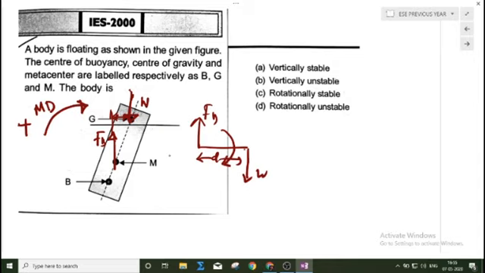So what is the conclusion we can get from here? If the metacenter falls below the center of gravity, then the body will be in unstable equilibrium. Here, the metacenter is below the center of gravity of the body, so this body is rotationally unstable. So which one is correct? Option B, the body is rotationally unstable.